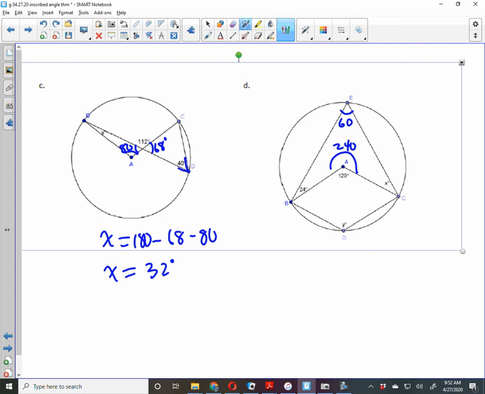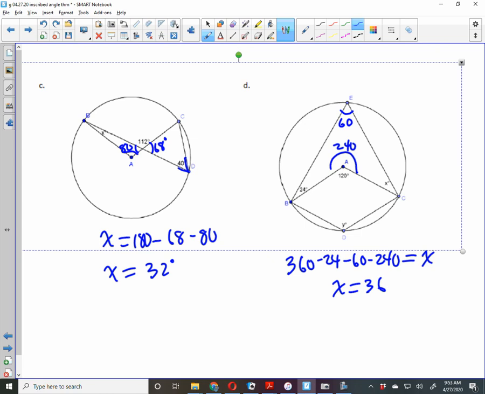Oh, and this now is a quadrilateral. We know the angles of a quadrilateral add up to 360 degrees. So if we go 360 minus 24 minus 60 minus 240, that's going to equal x. And if all goes well, x equals 36. Y is an inscribed angle here. I should use a different color. And the central angle is 240, so doesn't that have to be half the central angle? So we now know y equals 120.